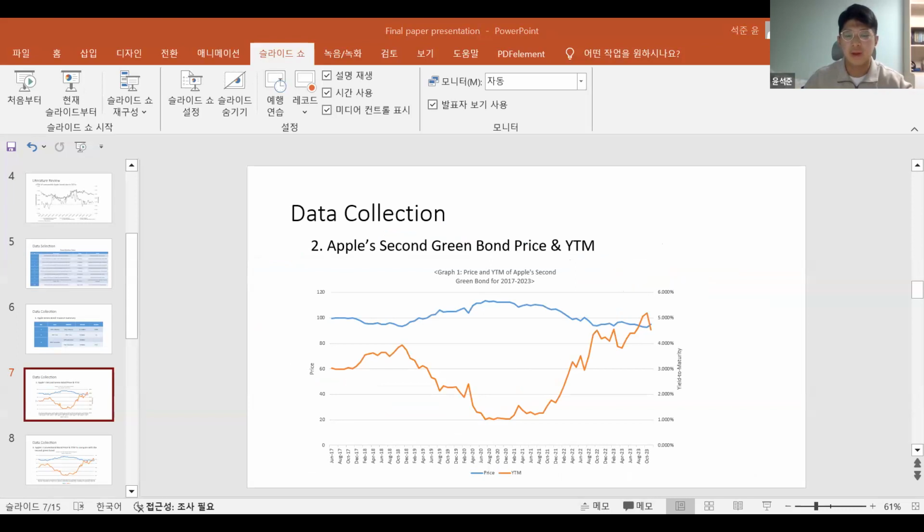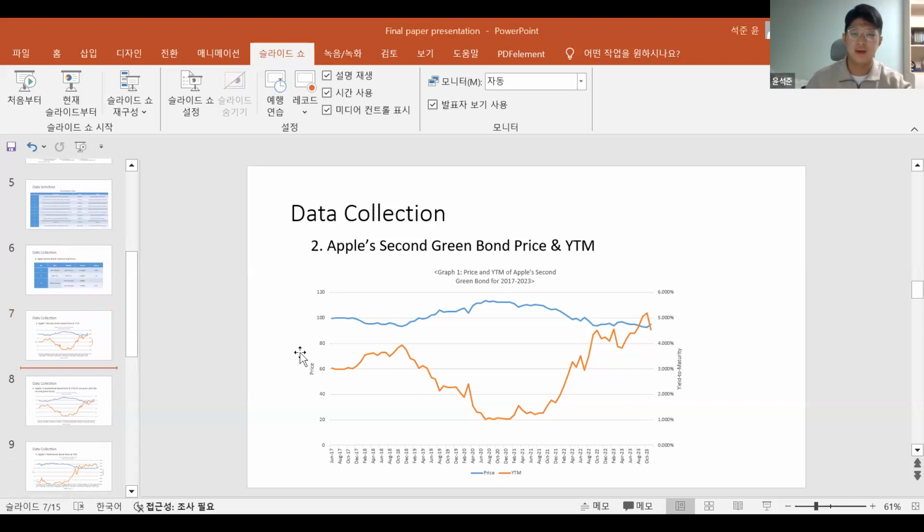This is the second green bond. The coupon rate is 3%, paid semi-annually, maturing in 2027, with an issuance volume of $1 billion. To find a similar bond, I found one with a coupon rate of 3% paid semi-annually, $1.5 billion issued in November 2017 and maturing in 2027. The coupon rate, payment frequency, and maturity are very similar to the second bond, so it's arguably an appropriate comparison target.